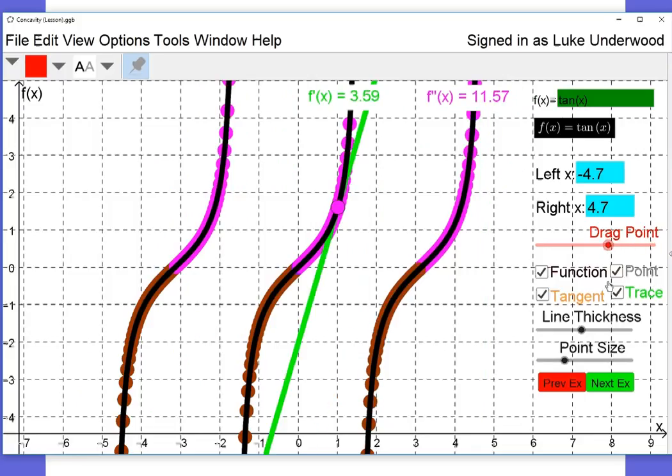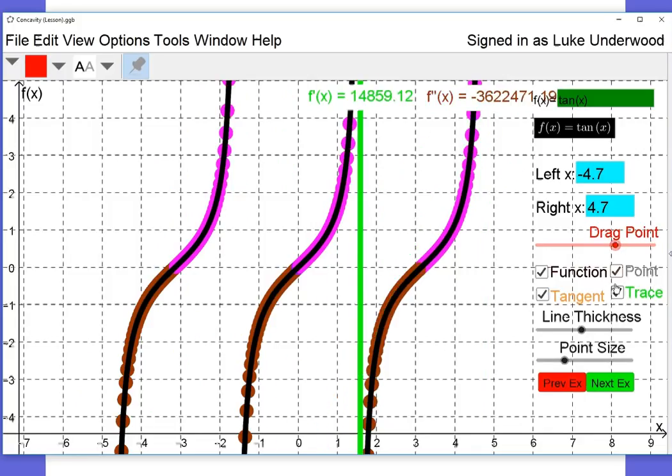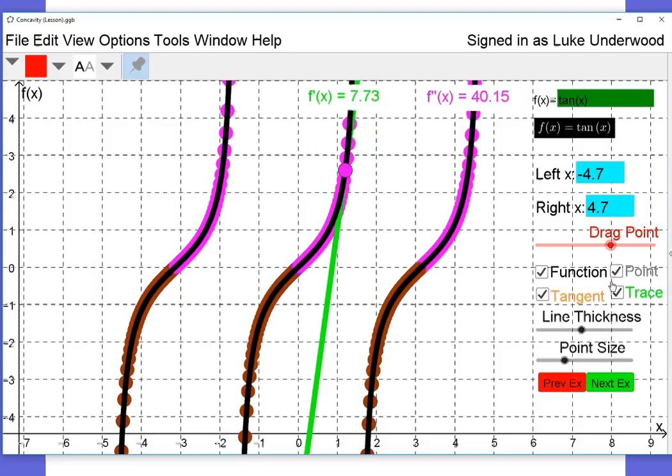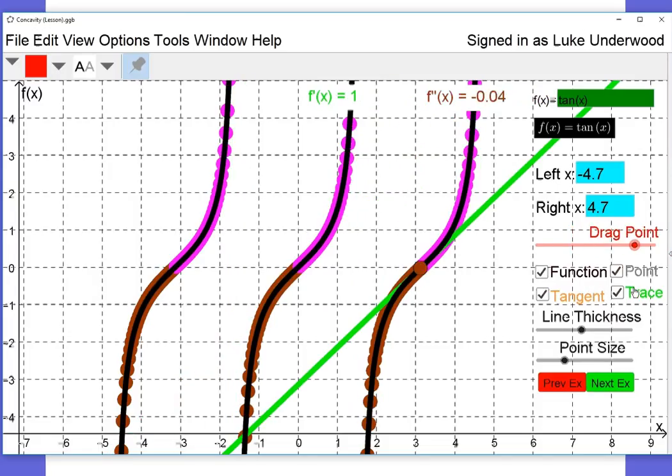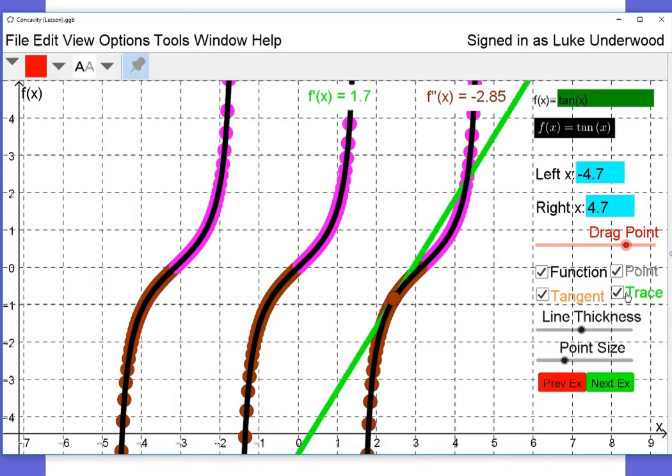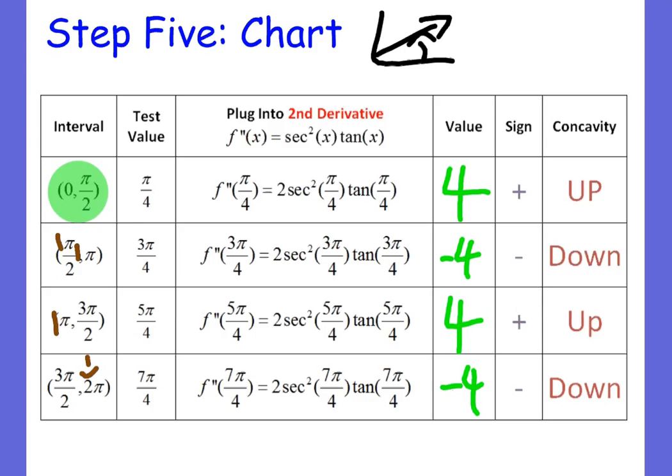Now I want you to notice something. There are asymptotes here on this graph. So for example, right here at pi over 2, there is no point specifically where it changes concavity, it jumps. We talked about inflection points, which is where it changes concavity. There is no inflection point there. So just because you have a second derivative graph and you have a change in concavity doesn't necessarily mean there's going to be an inflection point there. It could just be an asymptote or something else. But anyways, that's the graph. It reflects what we found here on this chart.